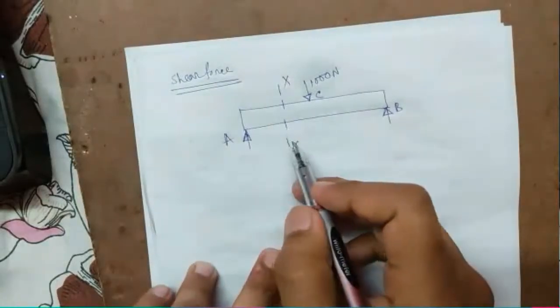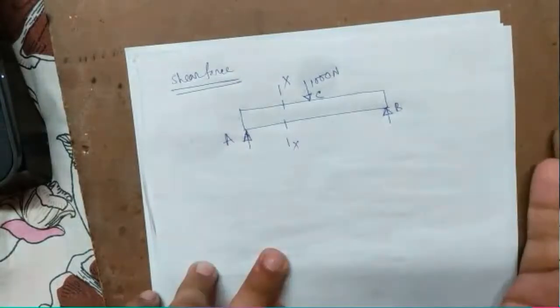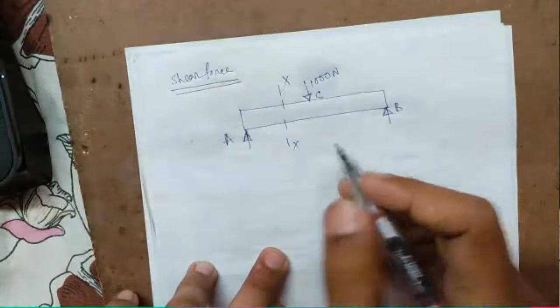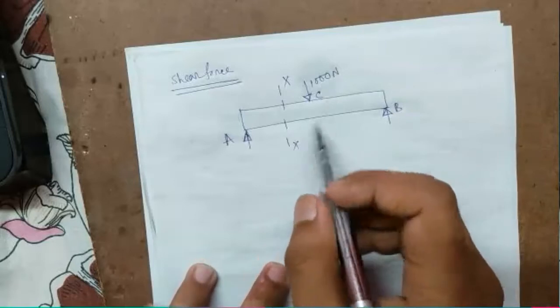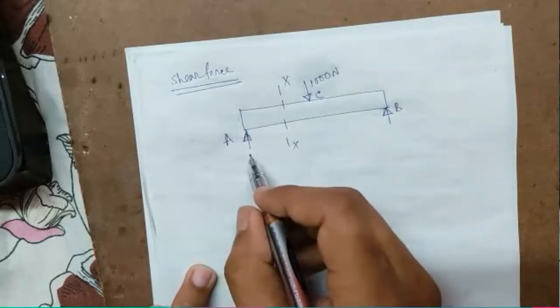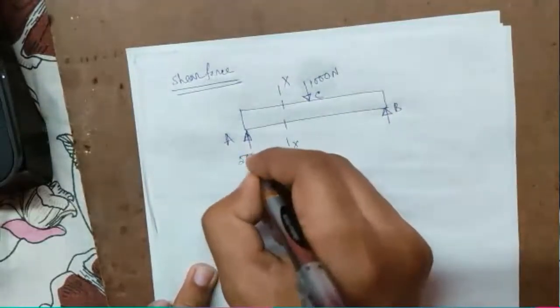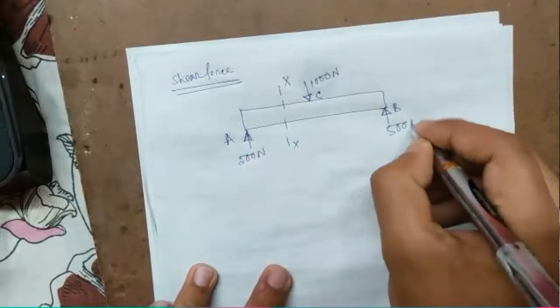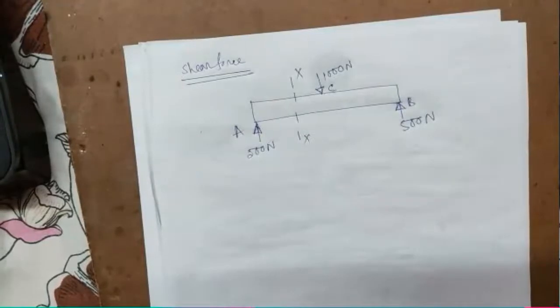So here, XX has two sides, left side and right side. If you look at this problem carefully, at the center there is 1000 Newton. So the reaction forces at A and B will be just half of this applied force. This will be 500 Newton, and this will again be 500 Newton. These are the reaction forces at the supports A and B. Now you can take either section and the result will come out the same.